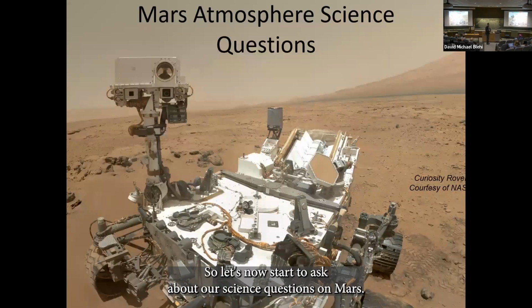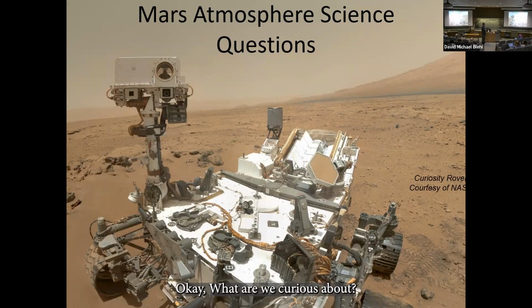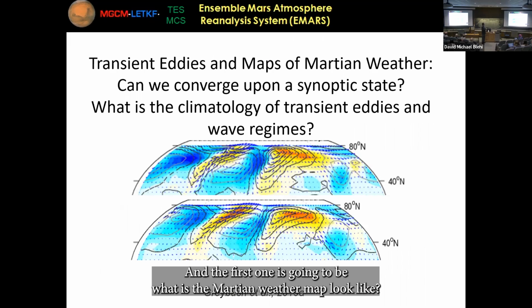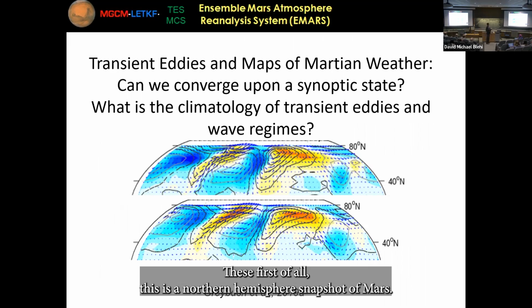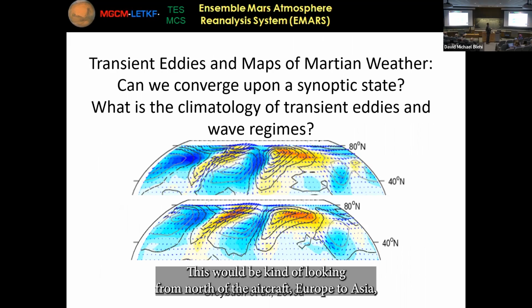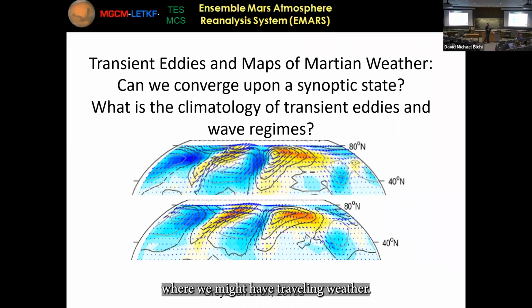So let's now start to ask about our science questions on Mars. What are we curious about? And the first one is going to be, what does a Martian weather map look like? So here's an example. First of all, this is a northern hemisphere snapshot of Mars. If this was Earth, this would be looking from North America to Europe to Asia, where we might have traveling weather systems move across in the mid-latitudes.